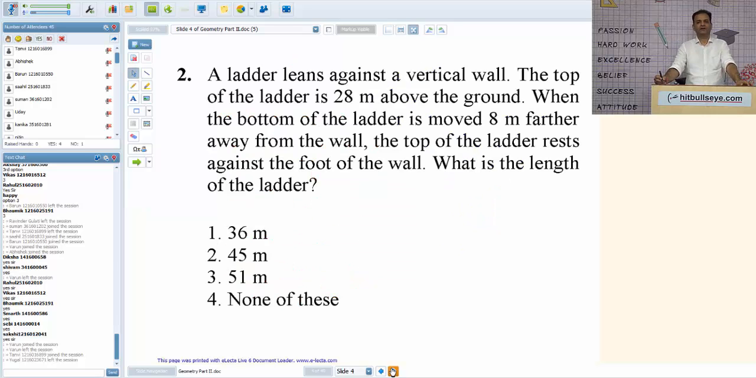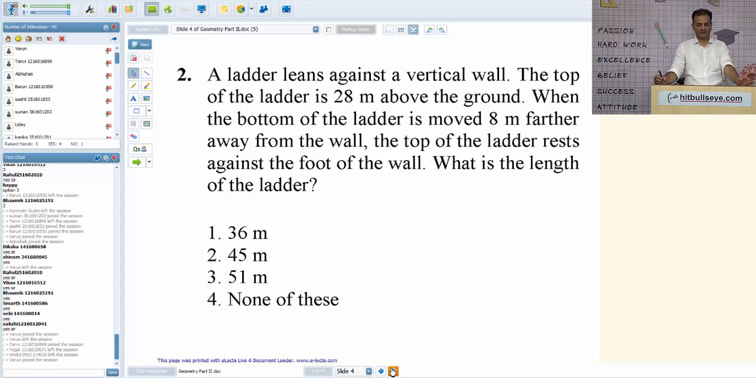Again from CAT, the figures are changed. I have changed the figures. If you see this question in CAT, the figures are different. I have taken different figures. Now if you know the triplet, you can do it orally without writing. A ladder leans against a vertical wall. Just understand the question, and after that think logically.